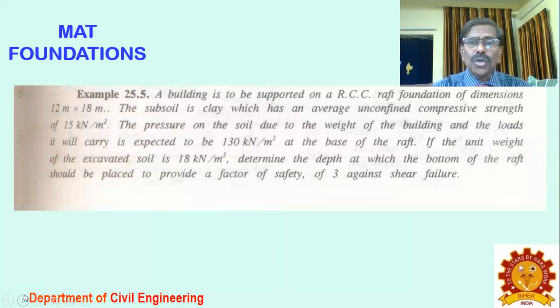A building is to be supported on an RCC raft foundation of given dimensions: length is 18 meters, width is 12 meters. The subsoil clay has an average unconfined compressive strength of 15 kilonewton per meter square. So the UCC value is given, and you have to work out the c value. The pressure on the soil due to the weight of the building and the loads it will carry is expected to be 130 kilonewton per meter square at the base of the raft. If the unit weight of the excavated soil is 18 kilonewton per meter cube, determine the depth at which the bottom of the raft should be placed to provide a factor of safety of 3.